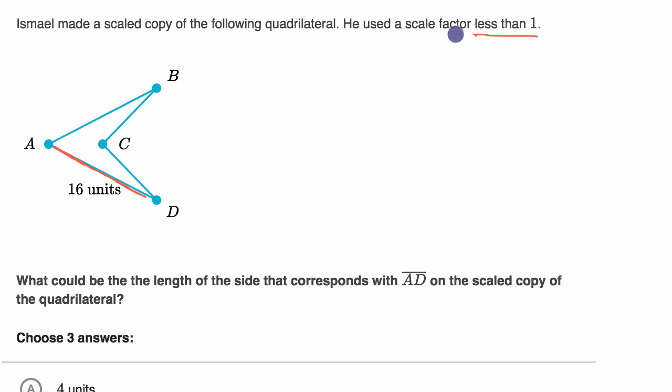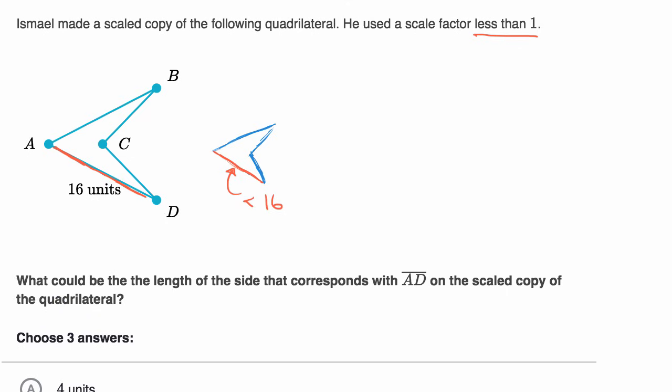So it's a scale factor less than 1. So we're going to get something that is less than 16 for that side, and the rest of it will all be scaled by the same factors. So the resulting quadrilateral might look something like this. This is just my hand-drawn version. So the key realization is if our scale factor is less than 1, this thing right over here is going to be less than 16 units.